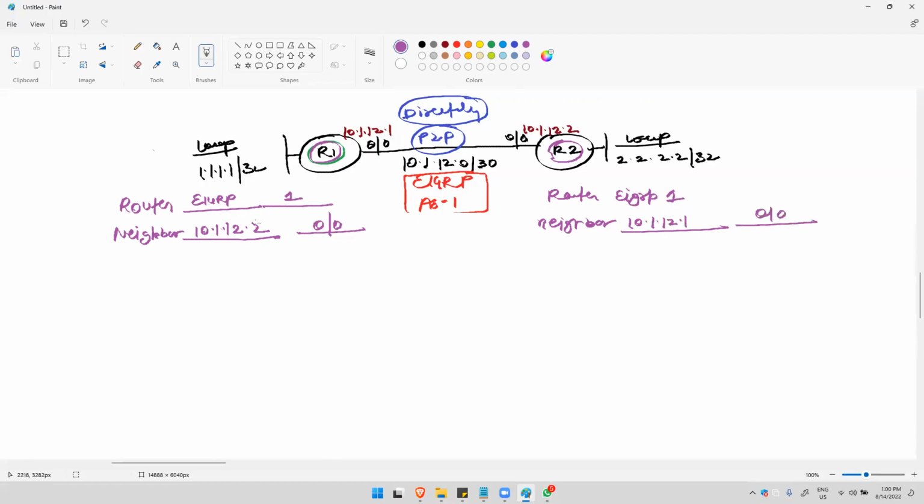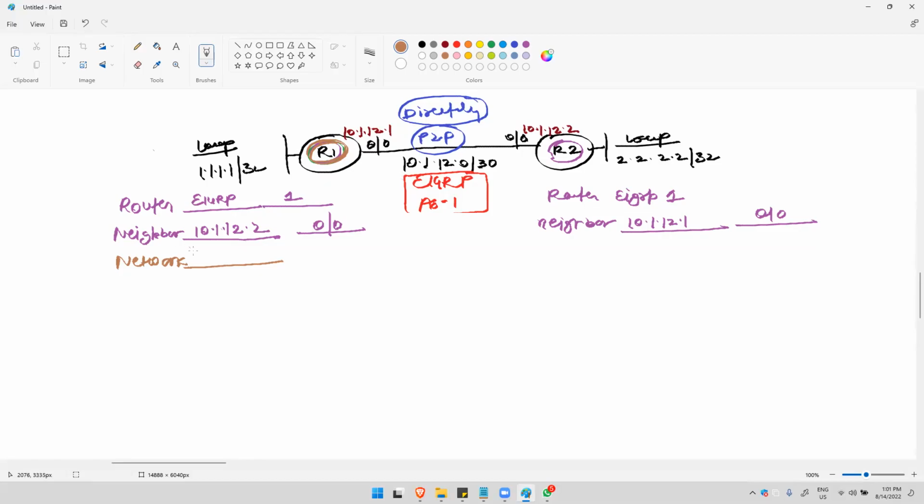That means router 1 knows its neighbor is R2, and router 2 knows its neighbor is R1. The neighbor command is a manual command, not a no command. Now after the neighbor command, we tell router 1 to enable EIGRP on its interfaces. So which command do we use next? Network.